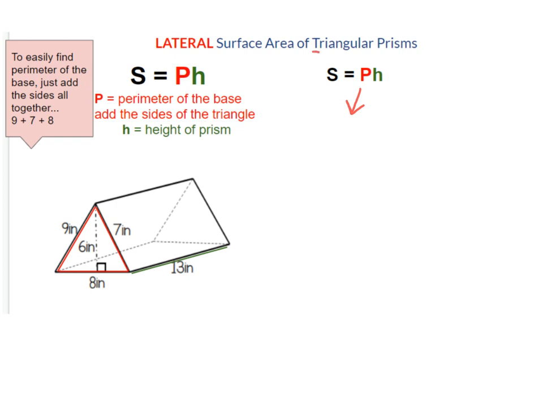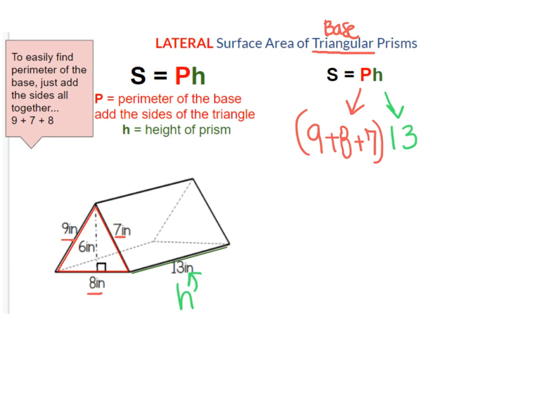Again, because this is a triangular prism, that means the triangle is the base. So keep that in mind whenever you're finding the perimeter of the base, whenever you're doing either lateral or total. So that means I'm going to add 9 plus 8 plus 7, because those are the sides of the base of the triangle. Then I will multiply by the height, and the height is this 13 inches.